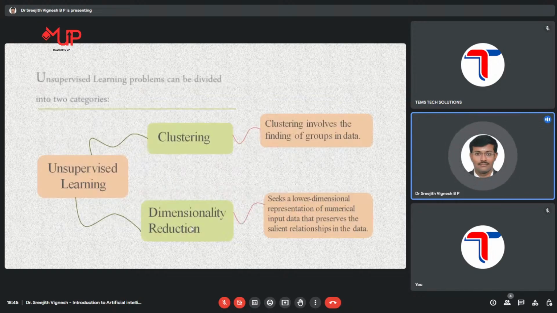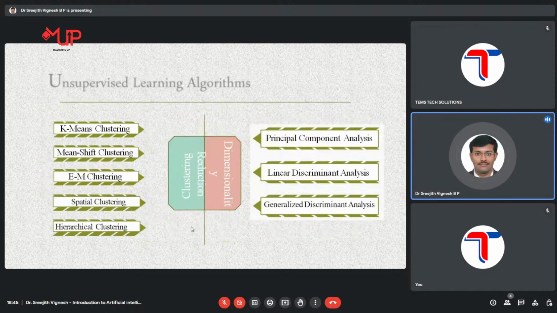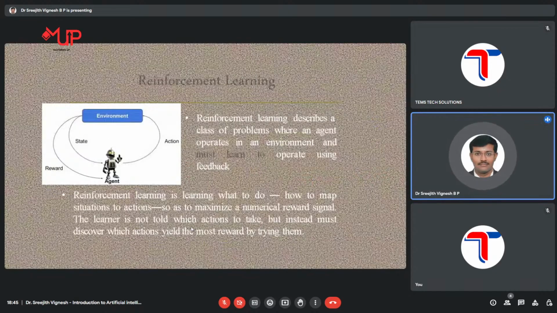It uses different types of methods called clustering and dimensionality reduction. Clustering involves finding groups in data, and dimensionality reduction lowers the dimensional representation of numerical input values while preserving the salient relationships in the data. So unsupervised learning can be adapted wherever it is needed. We can incorporate supervised, unsupervised, and reinforcement algorithms wherever we need them. And reinforcement learning describes a class of problems where an agent operates in an environment and must learn to operate using feedback.